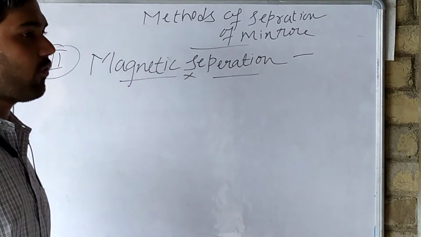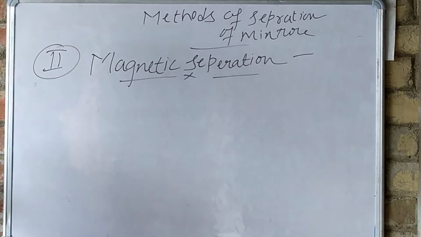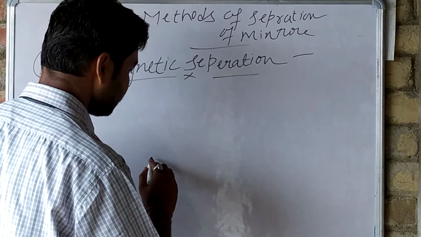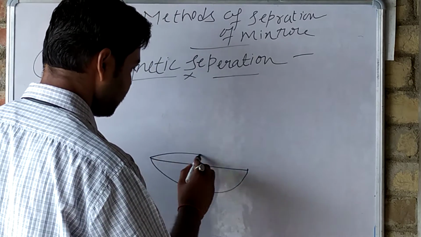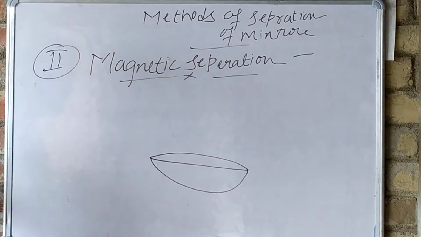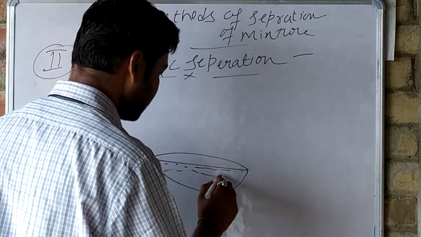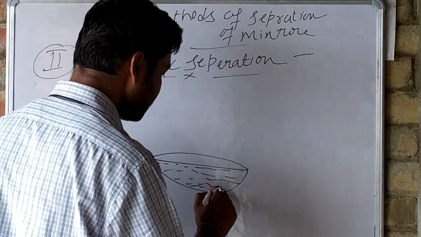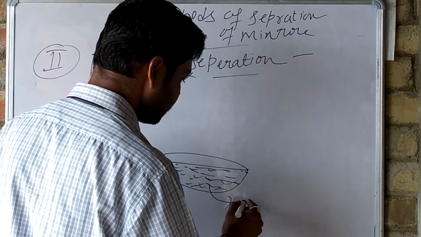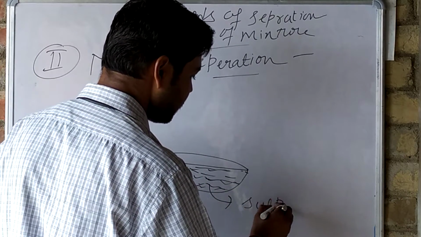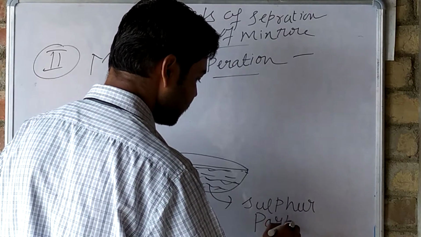What happens in magnetic separation? Like we have a tray, a dish, a china dish, or you can say anything. On that there are kept some sulfur particles. These are the sulfur particles.